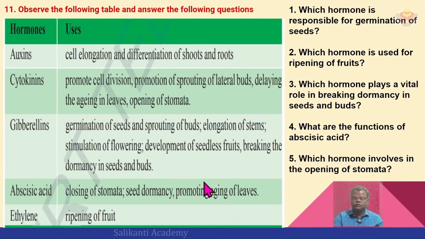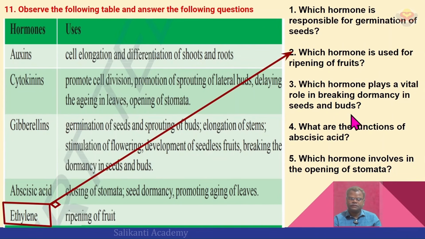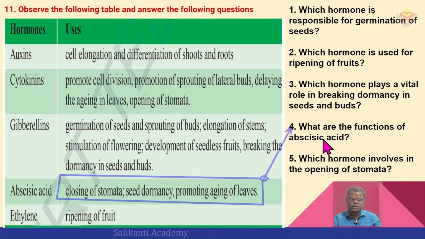This is the table of chemical coordination in plants. Which hormone is responsible for germination of seeds? Gibberellin. Which hormone is used for ripening of fruits? Ethylene. Which hormone plays a vital role in breaking dormancy in seeds and buds? Gibberellin. What are the functions of abscisic acid? Closing of stomata, seed dormancy, promoting aging of leaves.